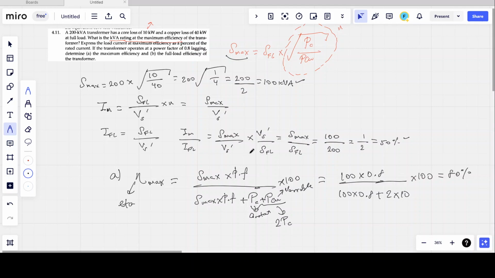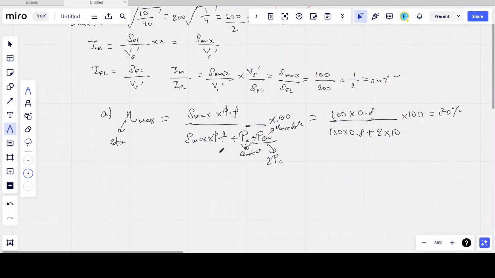Now, the full load efficiency of the transformer. Remember, if this is the maximum efficiency, we expect the full load efficiency of the transformer to be lower, right? Because this is the maximum one. So the full load efficiency, which I'm going to call eta FL for full load, is equal to S full load times the power factor, divided by S full load times the power factor, plus PC, plus PCU.